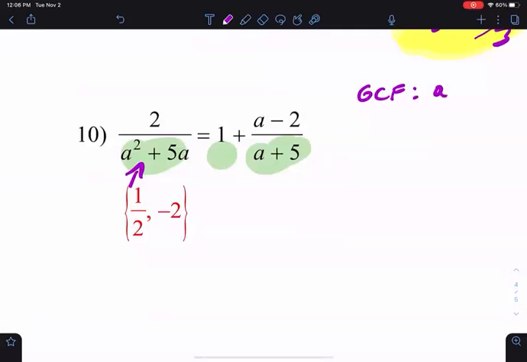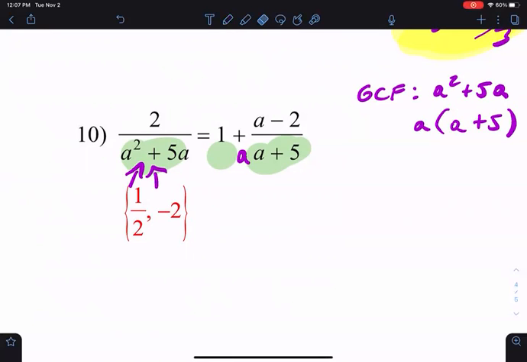So the GCF of a squared plus 5a. What is that? If you do that, you get a. That's the common factor between those two. And then this is a plus 5. So that's a common denominator. That means I need to multiply everything by a times a plus 5. Why? Because if you multiply that a plus 5 times a, you will get this guy. So that means that's the same denominator.